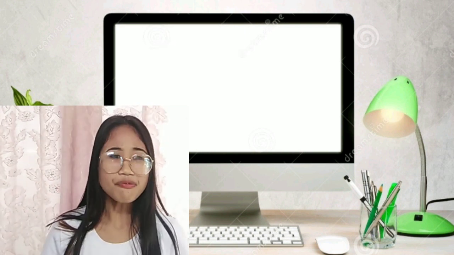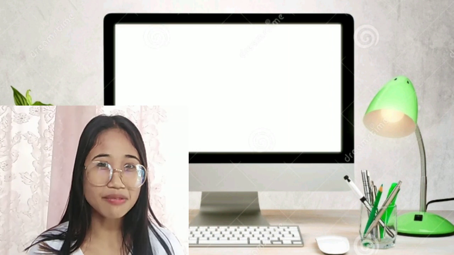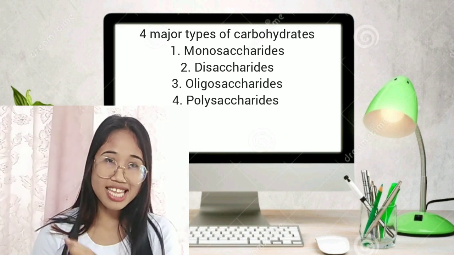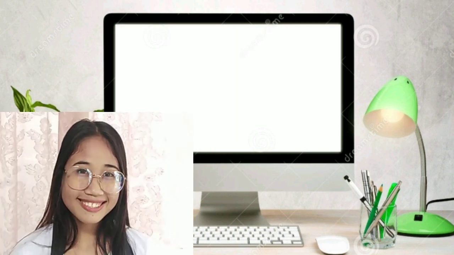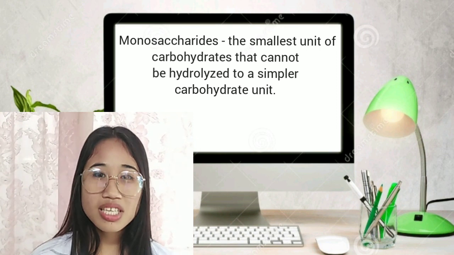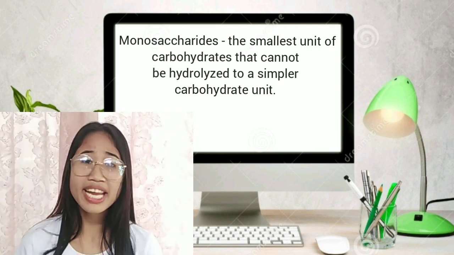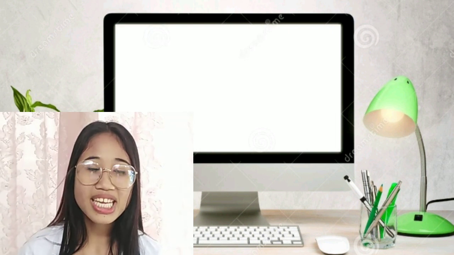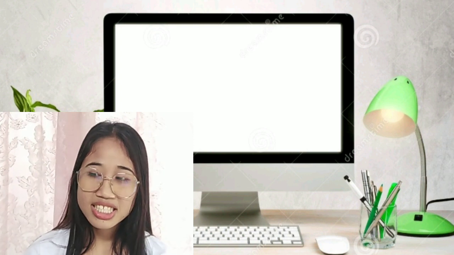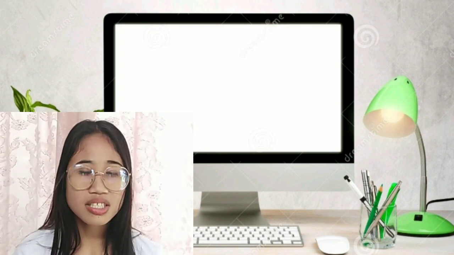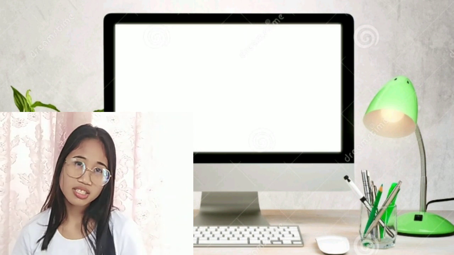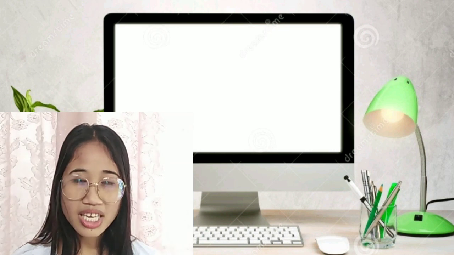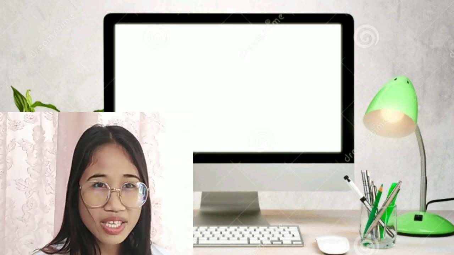So there are four major types of carbohydrates. We have monosaccharides, disaccharides, oligosaccharides, and polysaccharides. Monosaccharides are the smallest unit of carbohydrates that cannot be hydrolyzed to a simpler carbohydrate unit. Meaning, a monosaccharide is the last unit of carbohydrate. It cannot be hydrolyzed anymore, but only monosaccharide is the smallest unit of carbohydrate.